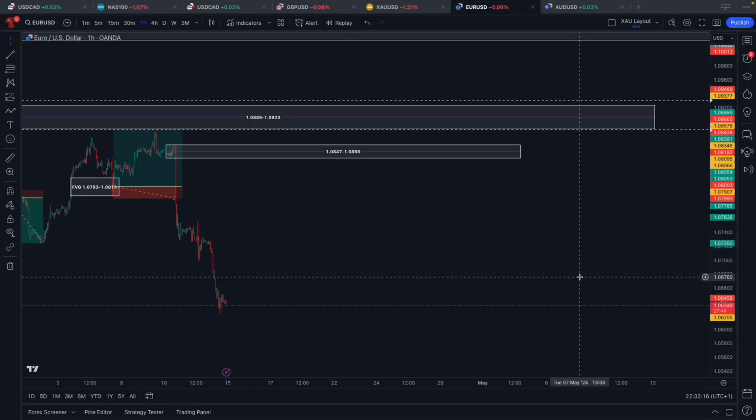Very quick and very brief. I've gone over a few pairs here today. Just wanted to highlight some of the zones that I'm looking at, my direction and bias for the markets, and some of the things that I look for in terms of confirmation.